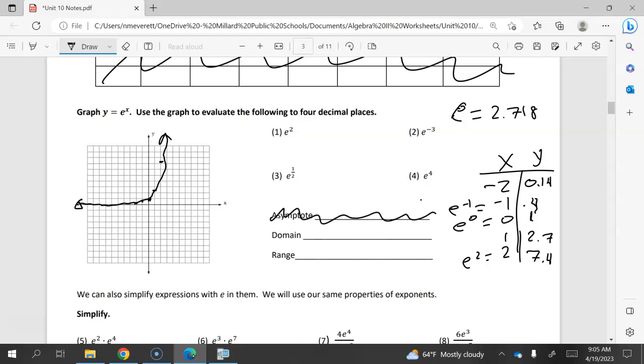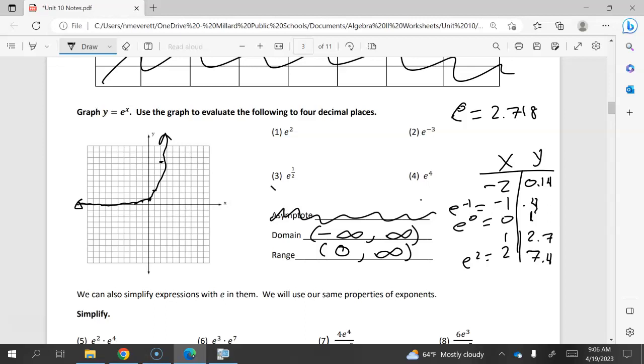So looking at this now, your domain is going to be, as with all the exponential functions we've worked with, negative infinity to infinity. Your range, like the ones we've worked above, gets closer and closer to 0, but it will never touch 0. And it goes up, so we know it's going up to positive infinity. It will never touch 0, so we do 0 to infinity, with the parenthesis. The parenthesis tells us that we will never touch 0.